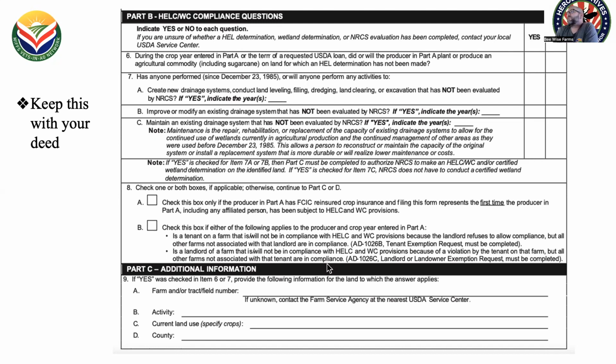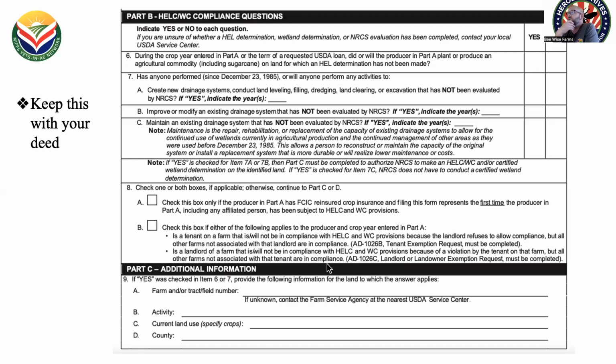The term of a requested USDA loan, did or will the producer in part A plant or produce an agricultural commodity, including sugarcane, on land for which an HEL, a highly erodible land determination, has not been made? So if you're producing on a piece of land that does not have an HEL certification, you would write yes, that you are producing crops.